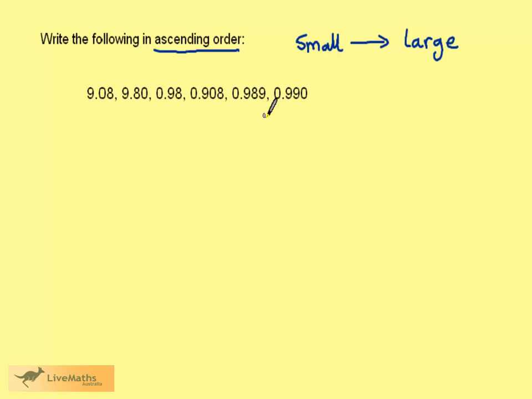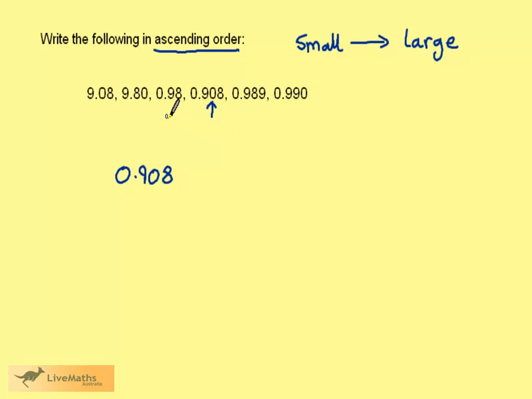We then go and compare the tenths column. This is a 9, 9, 9, and 9. So they're all the same in the tenths column. We next need to compare the hundredths columns. This one has an 8, this one an 8, and this one a 9. 0.908 has a 0 in the hundredths column, so clearly this is the smallest of our decimals.